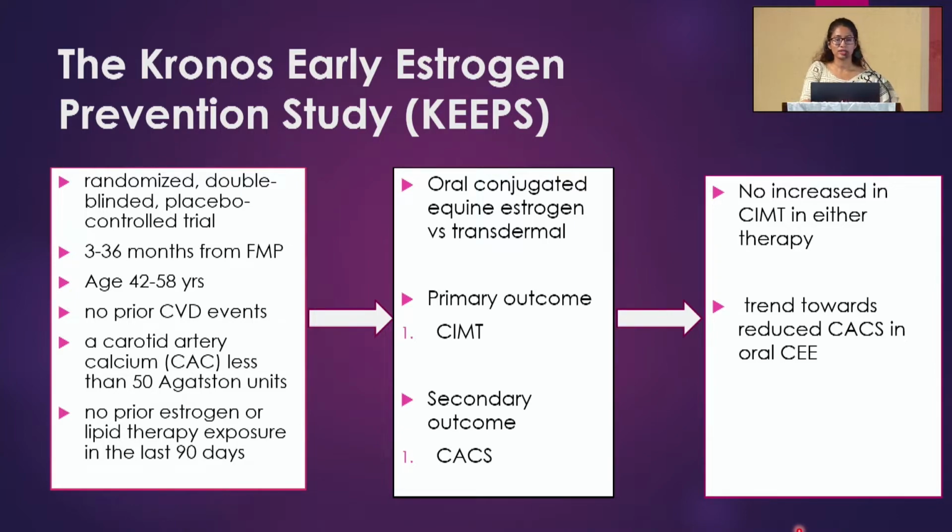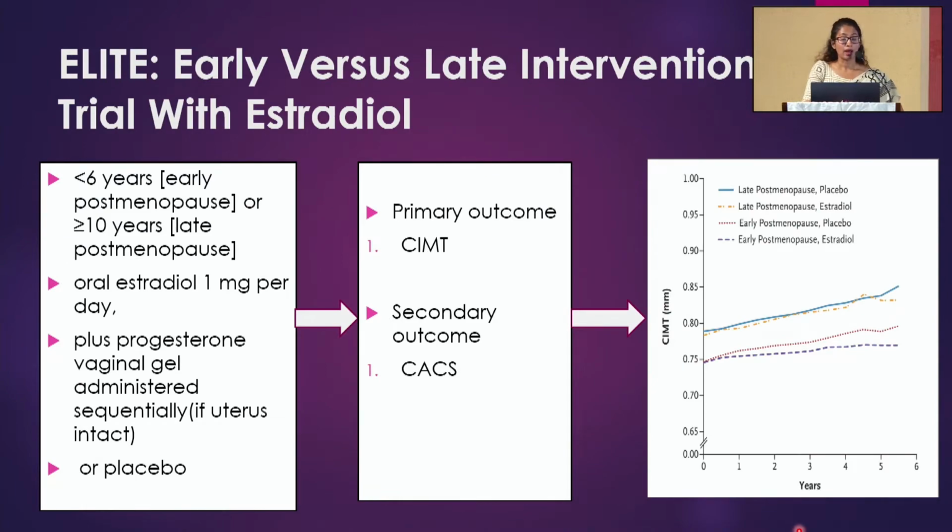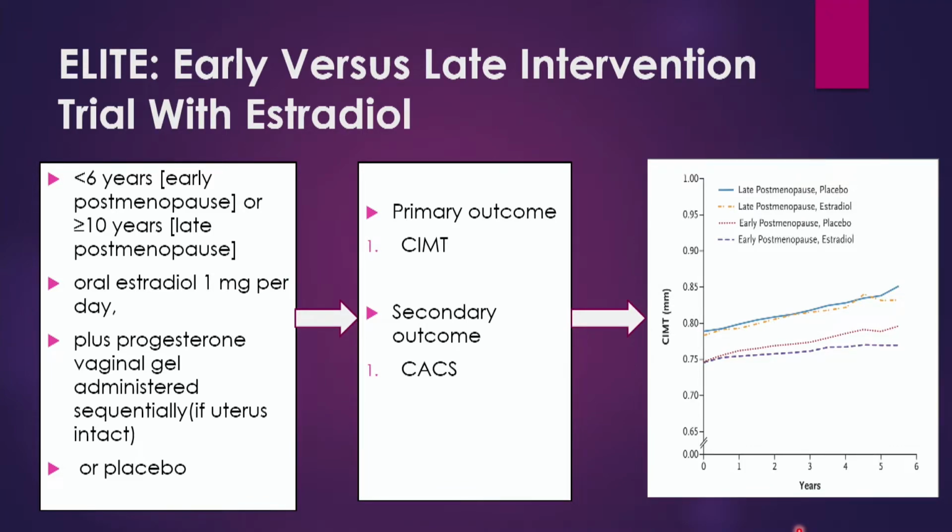This was further proven in subsequent studies like the KEEPS study, where they studied menopausal hormone therapy in a younger population and noticed that there was no progression of carotid intimal medial thickness and coronary artery calcification score, as the surrogate markers of atherosclerosis. And then there are studies like the ELITE study, where they compared early postmenopausal women on menopausal hormone therapy with late postmenopausal women on menopausal hormone therapy. Now, the patients who were started on menopausal hormone therapy in the early postmenopausal period had reduction in their carotid intimal medial thickness, and women who had started in their late postmenopausal period had an increase in their carotid intimal medial thickness.